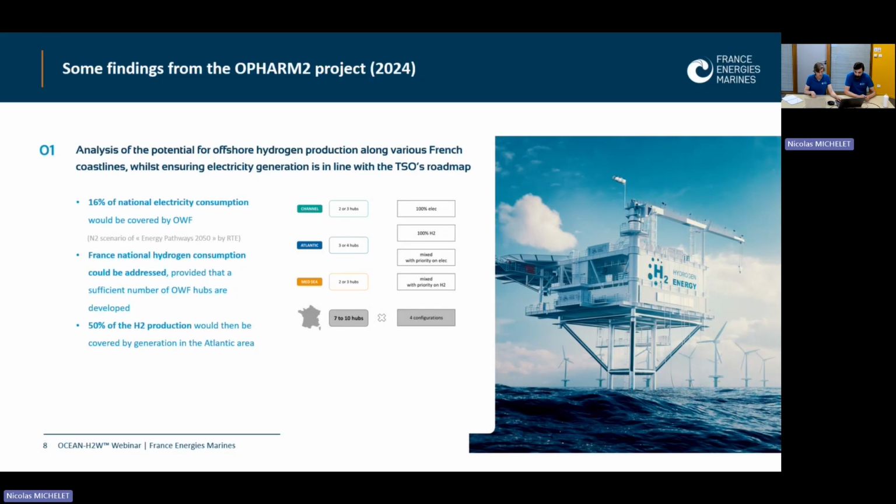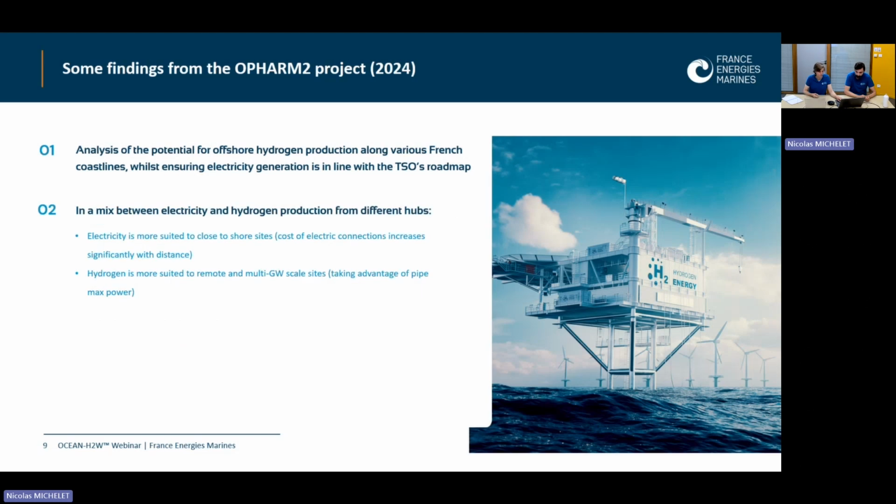What I mean by this is that there is space offshore. In the national configuration that would allow to address the consumption, 50% of the hydrogen production would then be covered in the Atlantic area. We also saw through this analysis that when we have wind farms that do electricity and wind farms that do hydrogen, the most efficient is to have the electricity production close to shore and the hydrogen production further offshore.